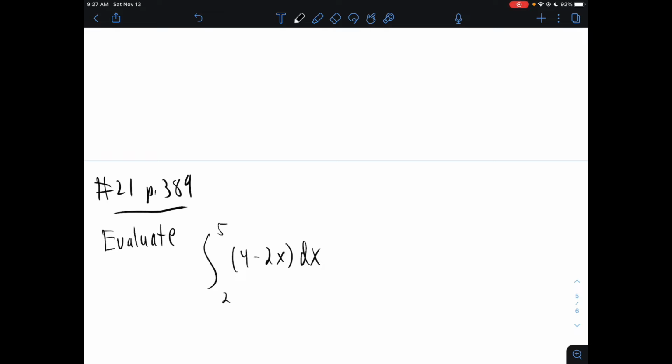Now the directions of this problem says use Theorem 4. So Theorem 4 in this section, you can find that right in the middle of page 380. And it's essentially the definition that I wrote above, which would say that it's equal to the limit as n approaches infinity of the sum from I equal 1 to n of f of x sub I. So here they're using right endpoints.